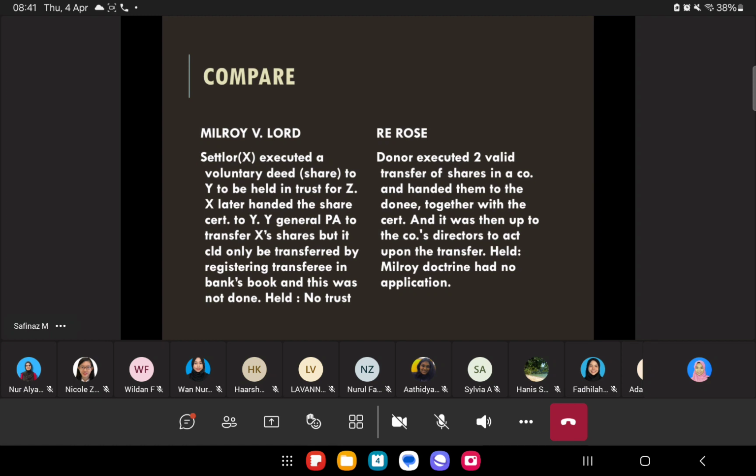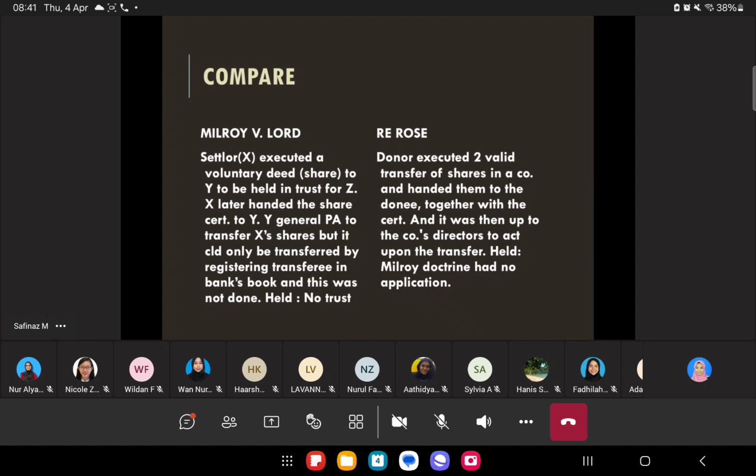Dalam REROS sama juga share. So the donor executed 2 valid transfer of shares in a company and handed them to the donee together with the certificate. And it was then up to the company's directors to act upon the transfer. Dalam kes ni, court said that the Milroy Doctrine, referring to the Milroy case, had no application. Therefore, in REROS, the trust is completely constituted.